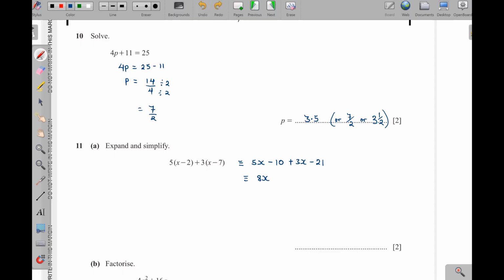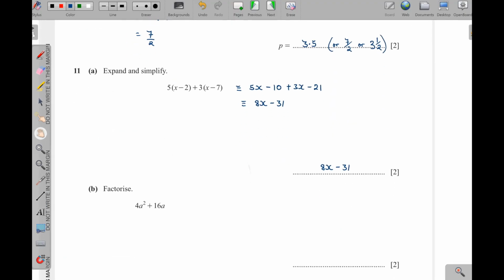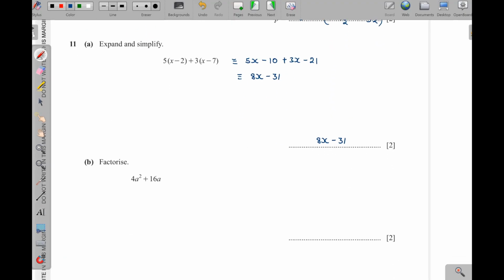If you have a debt of 10 million and then you get another debt of 21 million, that means in total you are having a debt of 31 million, right? So that is minus 31. So that one is going to be my answer. So I will just shift it and then put it there. As simple as that. And then part B, we factorize this one completely.